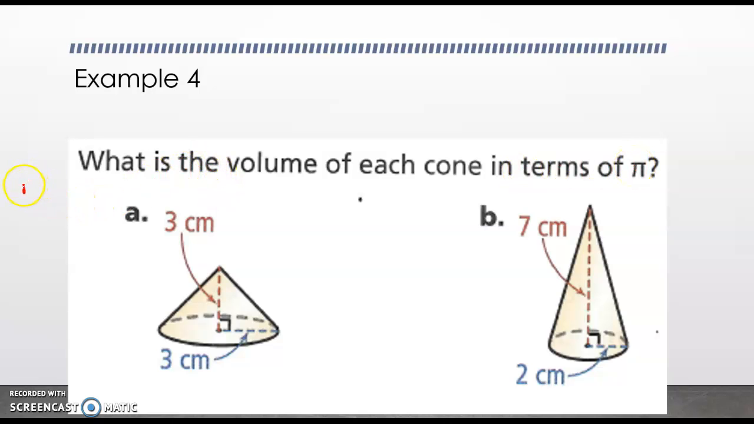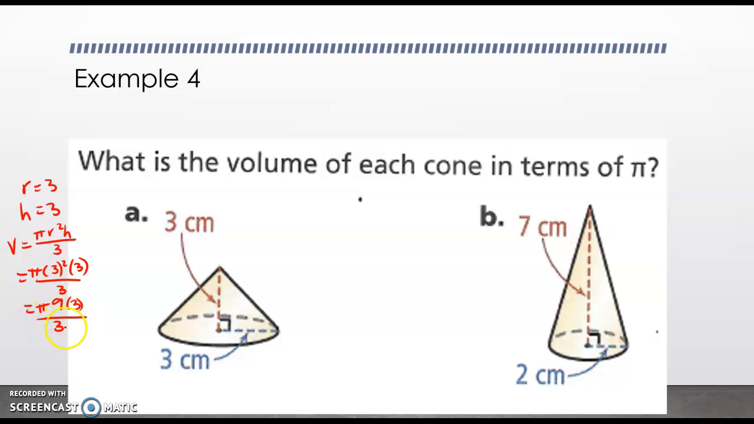So this first one, our radius equals 3. Our height equals 3. So I'm going to do V equals pi r squared h divided by 3. So pi times 3 squared times 3 divided by 3. That's a lot of 3's. Again, we want it in terms of pi, so I'm leaving the pi alone. 3 squared is 9 times 3 divided by 3.